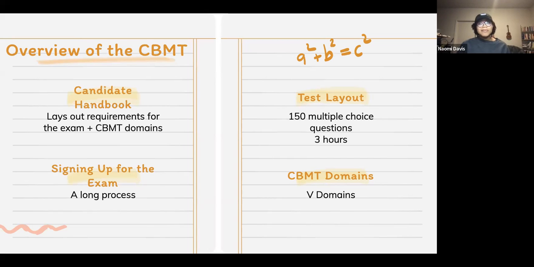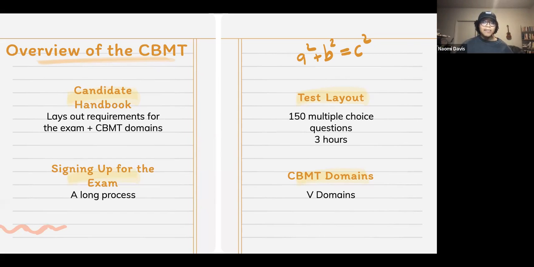To sign up, you first have to make an account with CBMT, and then you will go into the candidate section in your account to apply for the exam. This process is longer than you think that it is. For those of you who have already taken it, you probably know the first time that you do it, it takes a few weeks before you can actually schedule your exam.